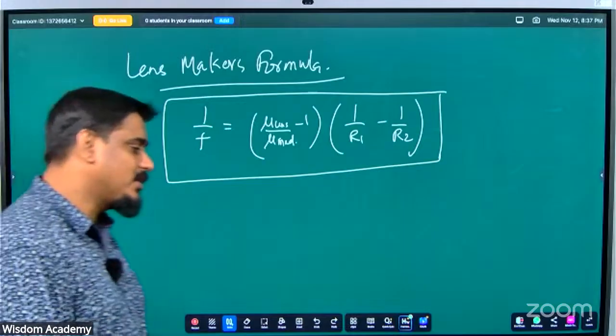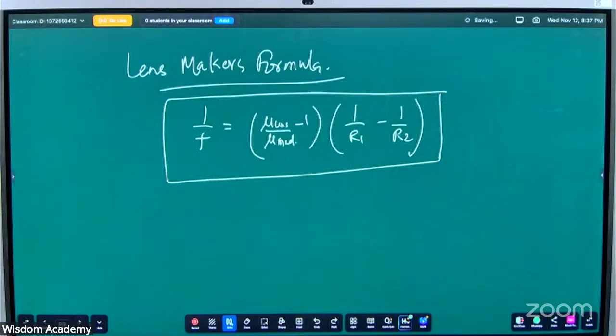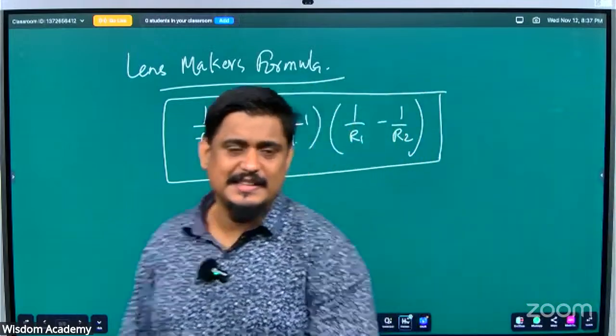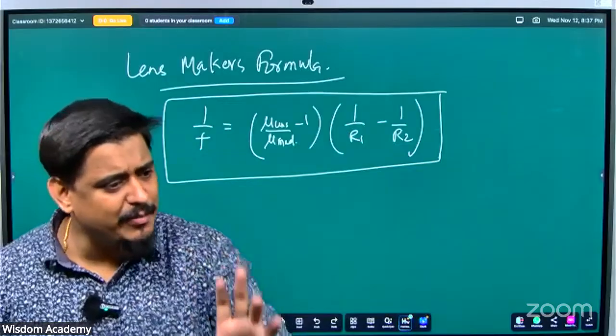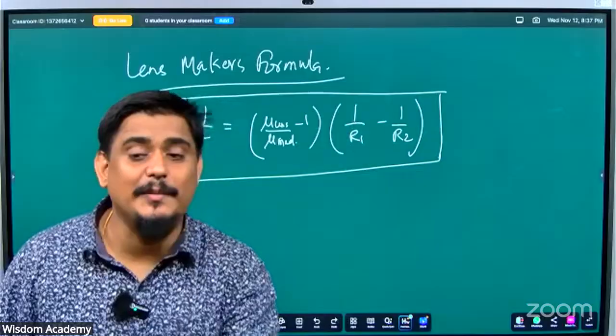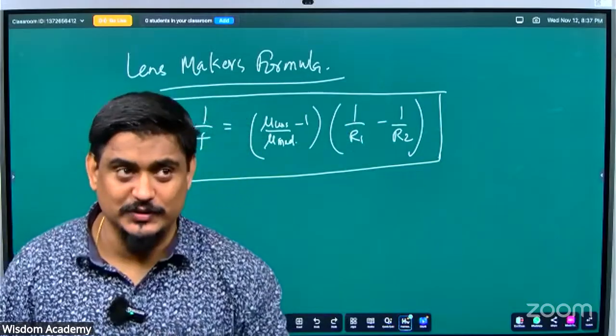Like how I said, optical instrument questions are very certain. Lens maker's formula question also is kind of certain only. Mostly it comes in the examination. And how it comes, they'll say that the lens is kept in some other medium. Where it is kept in air, it has some value of focal length. If the same lens is immersed in a liquid of refractive index so and so, what will be the change in the focal length? Very common question, right?